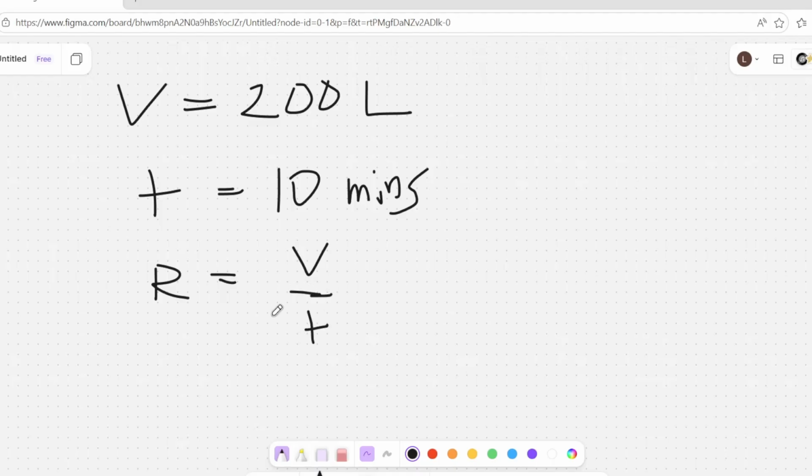This kind of topic will be discussed in our future videos, the application in physics. But for now, for the sake of understanding algebra, we just simply focus on solving these kinds of problems only. So first is to directly substitute 200, since the volume is 200 liters, divided by the time. So we have 10 minutes.